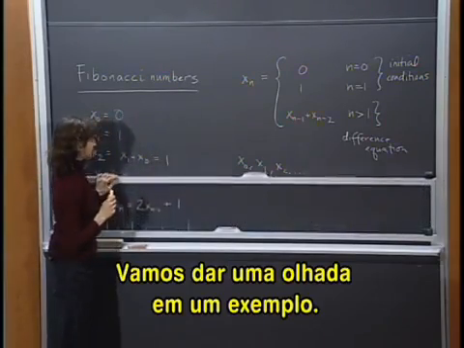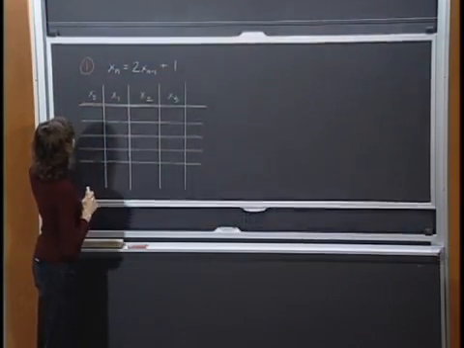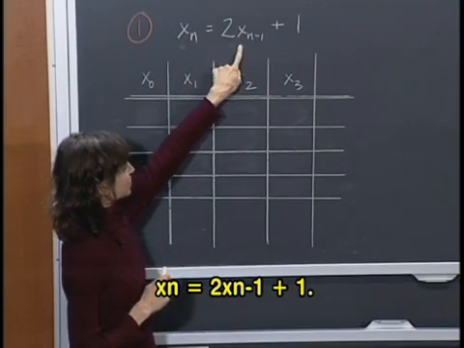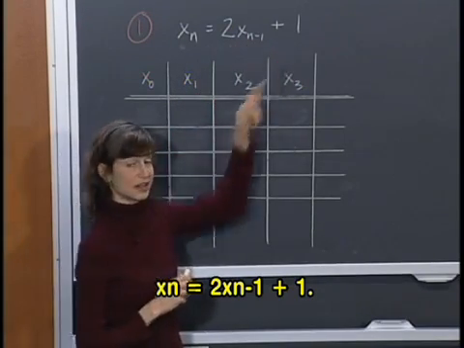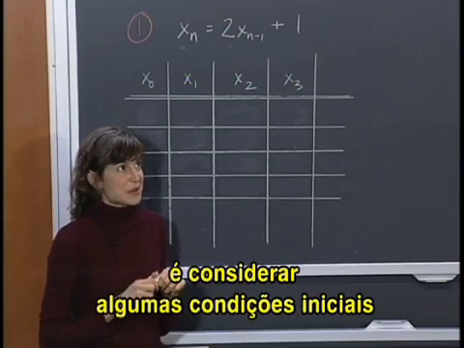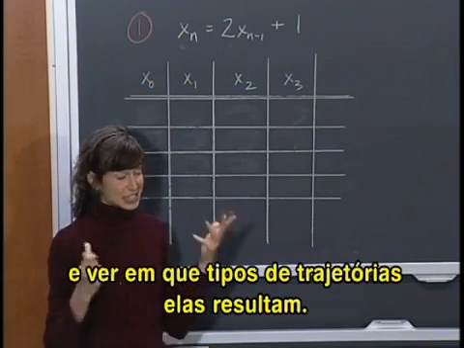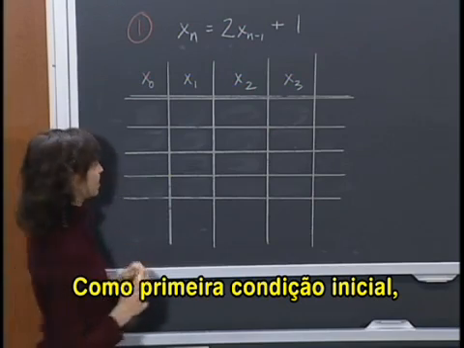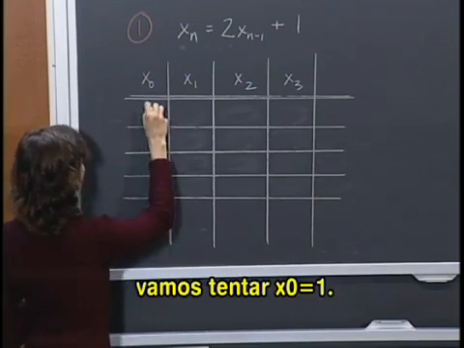Let's look at an example together. Consider this difference equation. xn equals 2 times xn minus 1 plus 1. And what we'll do is come up with a few different initial conditions and see what different kinds of trajectories result. Let's try for our first initial condition, x0 equals 1.